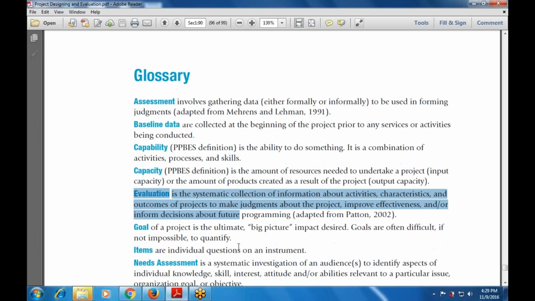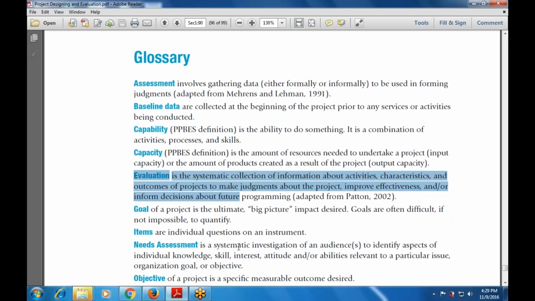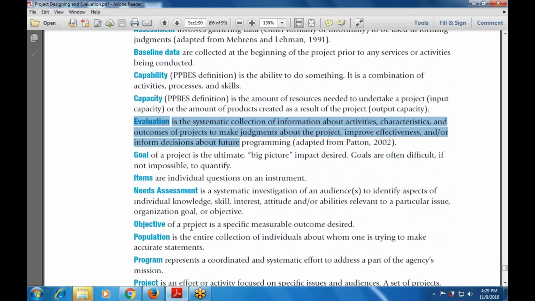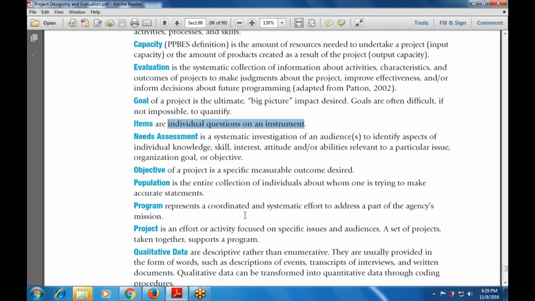Then goal, that is the big picture, the ultimate big picture that has been impacted. Then items, that are the individual questions. Then needs assessment, that is the systematic investigation of the audience to identify aspects of the individual's knowledge. Then objective, that is a specific measurable outcome desired. Then population, that is the entire collection of individuals about whom one is trying to make accurate statements. Then program, that represents the coordinated and systematic efforts to address a part of the agency mission.